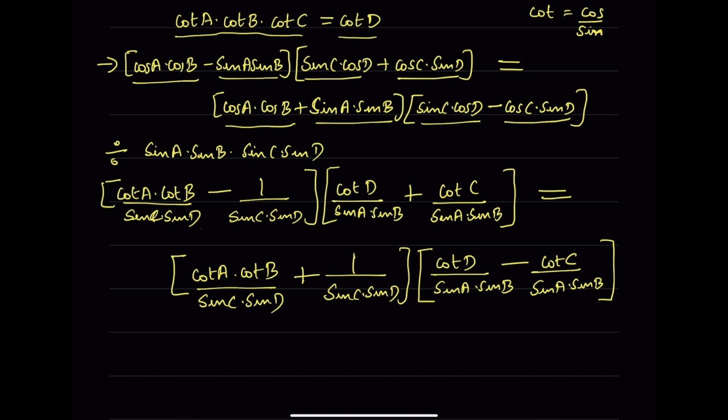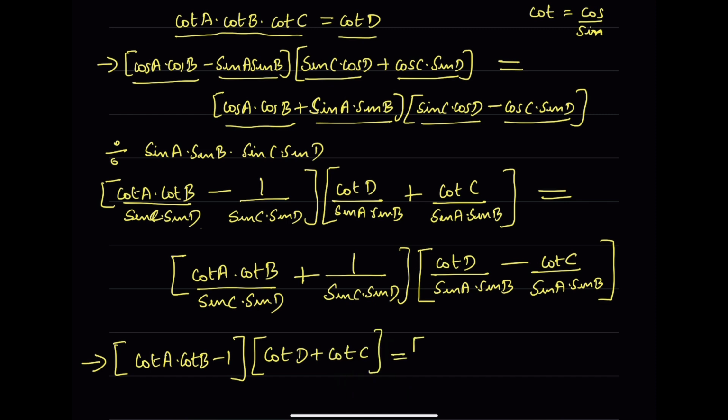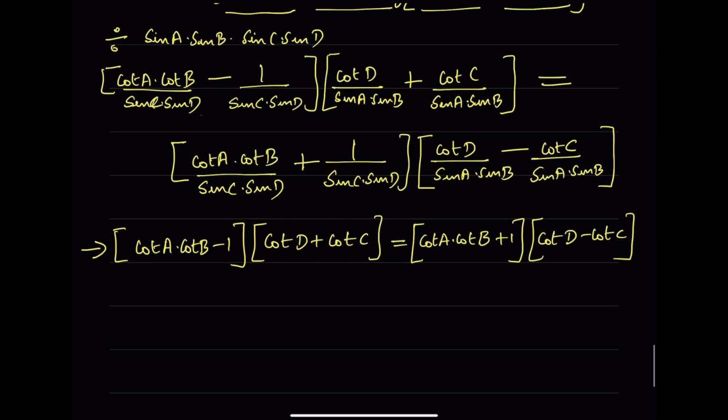Now if we observe these two parts of the equation, the left hand side and right hand side, sin A sin B sin C sin D is the common denominator, so we can completely ignore that. So the equation would basically change to cot A cot B minus 1 times cot D plus cot C is equal to cot A cot B plus 1 multiplied by cot D minus cot C. Now it is just an application of algebra and solving this out. So let's simplify this equation further.